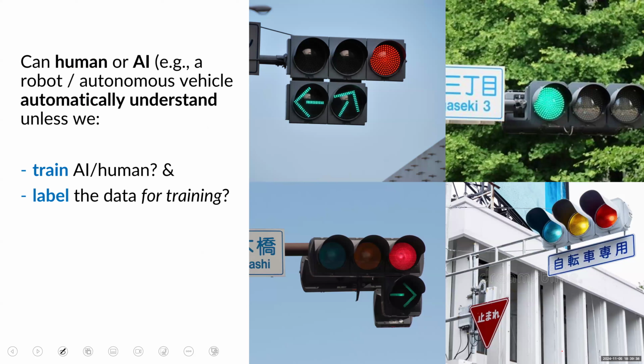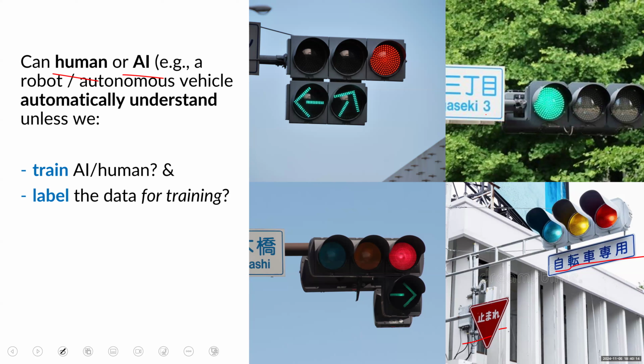Now look at it. If you are from America or the US or another country, you will find that it looks a bit different, isn't it? Can a human or AI, for example an autonomous robot or autonomous vehicle, automatically understand something in a new situation unless we train them? Is it easy? Like if you visit a new country and have to understand the traffic signals and rules and regulations. In Japan, for example, this means stop. So that's the point.